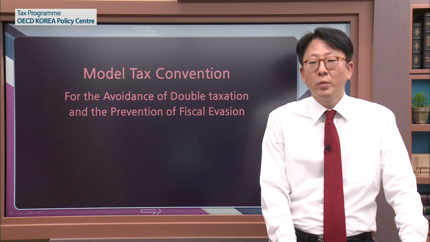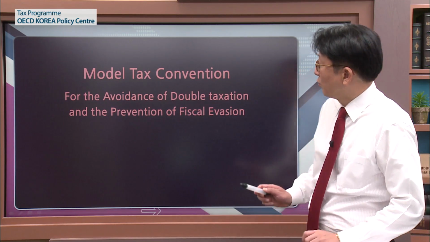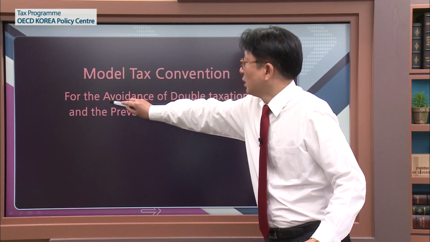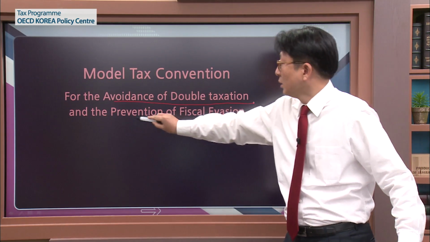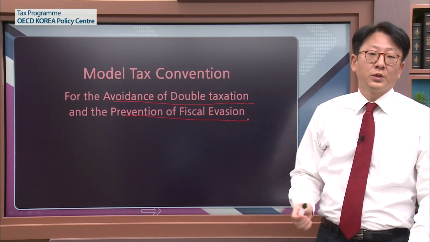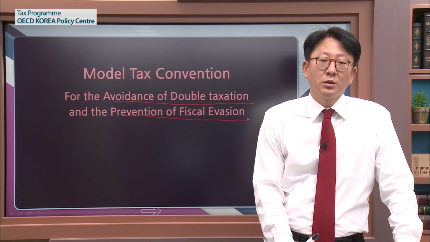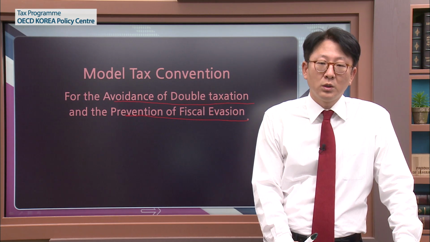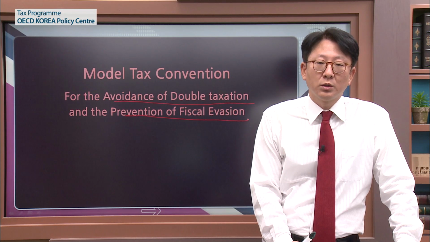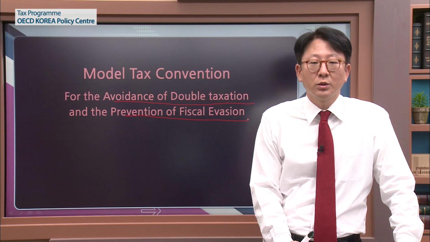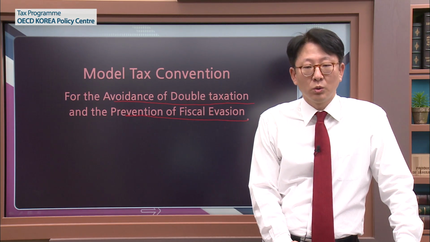Well, there are two major objectives of tax convention. First one is avoidance of double taxation, and second, prevention of fiscal evasion. So, Model Tax Convention is the benchmark for the negotiators to have negotiation with each other to make their own tax convention or tax treaty.